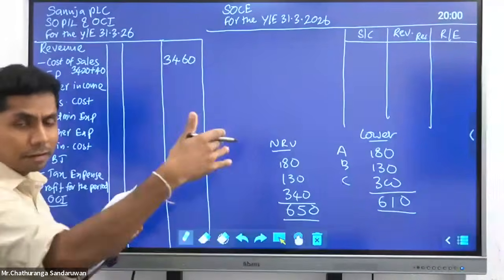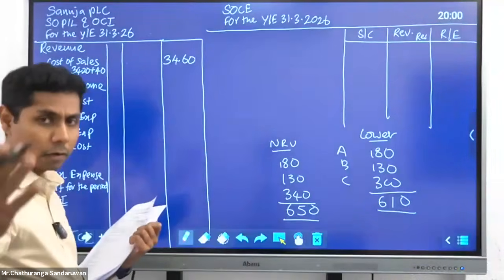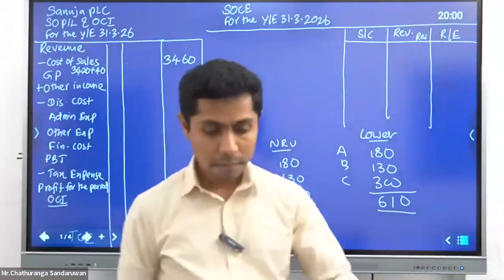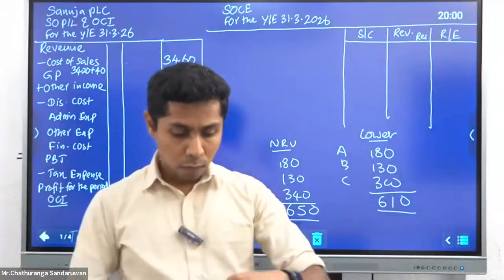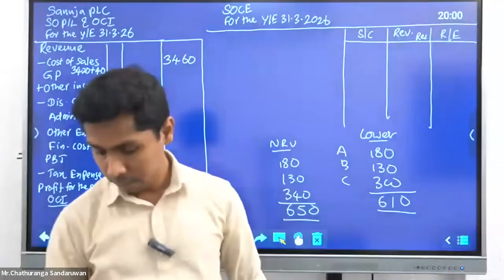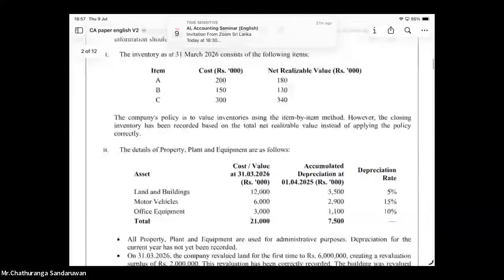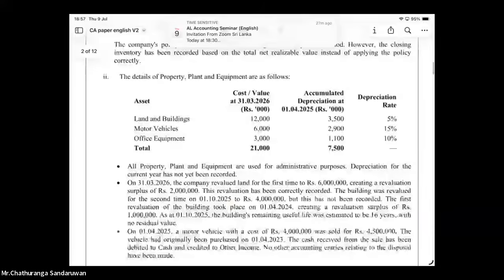So what is the double entry? Inventory account credit 40, cost of sales debit 40. So the first adjustment is done. Number 2, the details of property, plant and equipment are as follows.